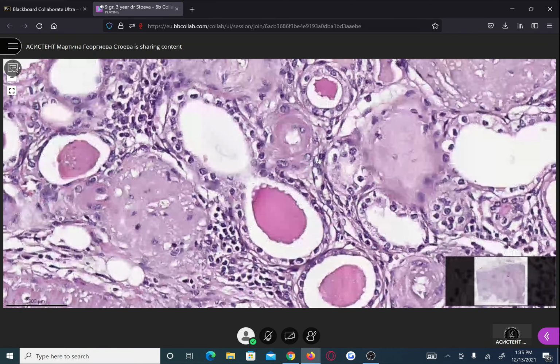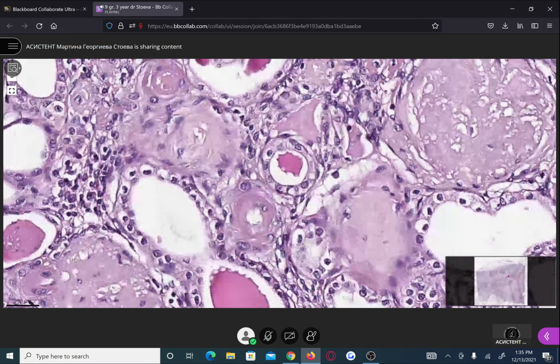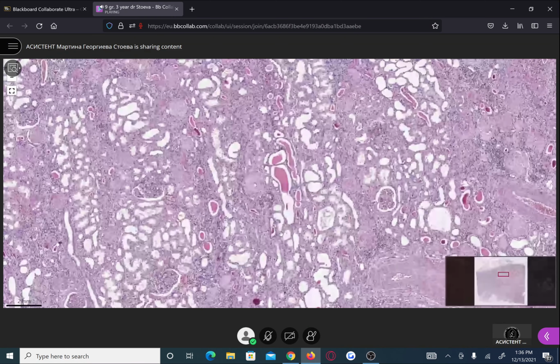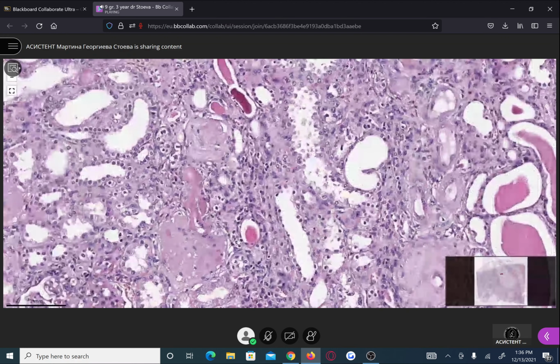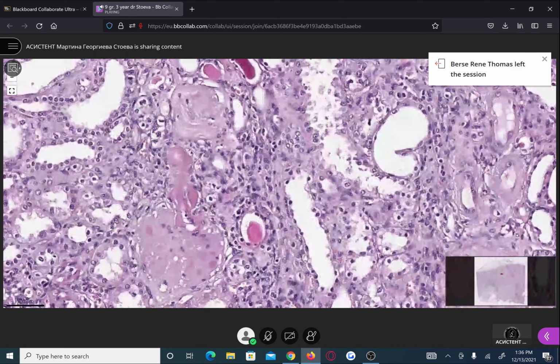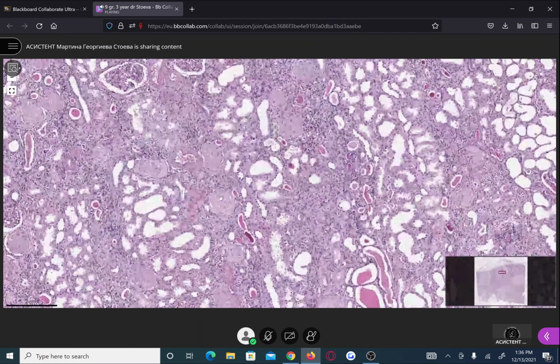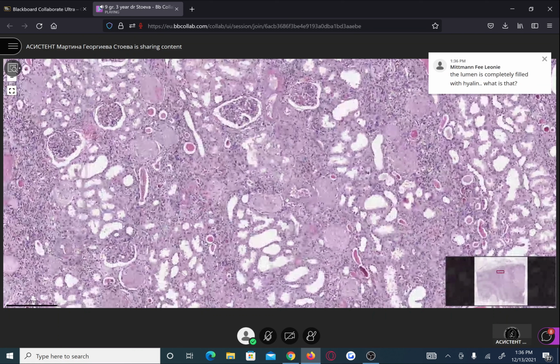Here again. Here too, next to a hyalinized glomerulus. Finally, based on these findings, we can make the diagnosis: hyalinization of the arterioles and glomeruli in a kidney.